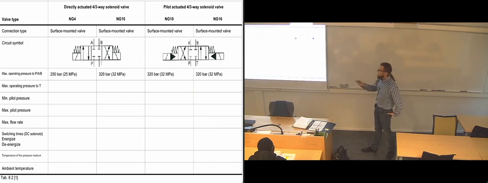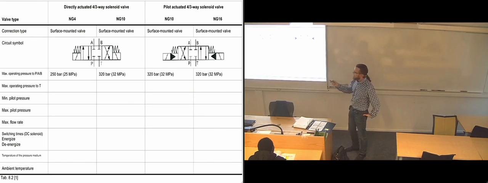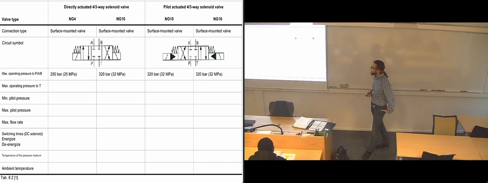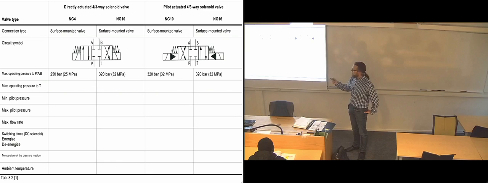So we can see that there's not that much difference in the maximum operating pressure, and that's from the pressure ports to the A and B ports, so delivered from the pump through the valve and to the A and B ports. So you get 250 on the smallest one here and 320 on the rest of them.